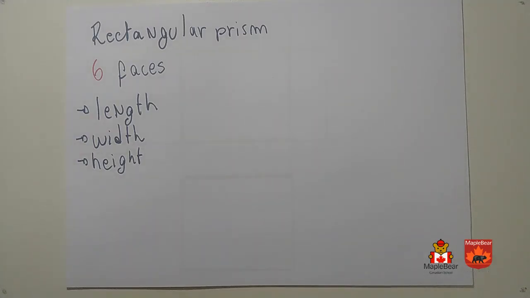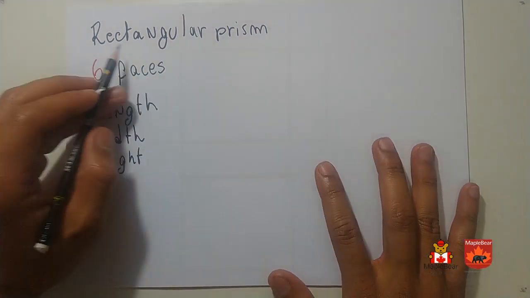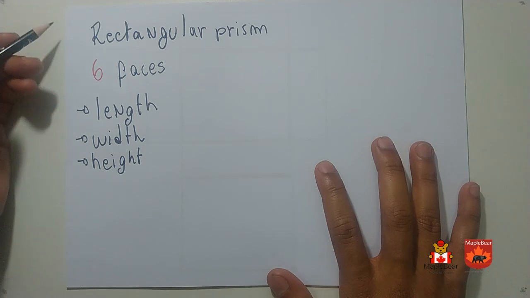Hello, Year 7 students. Today we're going to move on with our new topic, surface area of a rectangular prism, okay? And for that you need to know what a rectangular prism is, right? A rectangular prism is nothing more than a 3D shape that has 6 faces, and all those faces are going to be rectangles, okay? That's why it's called a rectangular prism.